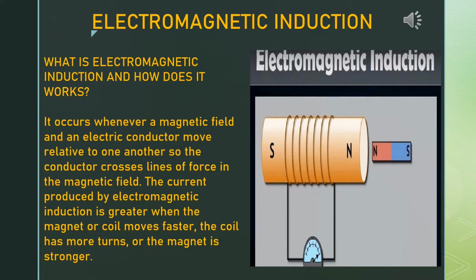What is electromagnetic induction and how does it work? Electromagnetic induction occurs whenever a magnetic field and an electric conductor move relative to one another. So the conductor crosses lines of force in the magnetic field. The current produced by electromagnetic induction is greater when the magnet or coil moves faster, the coil has more turns, or the magnet is stronger. See the diagram. Conductor is there, magnet is there, and the coil system that I have told. That also has been shown.